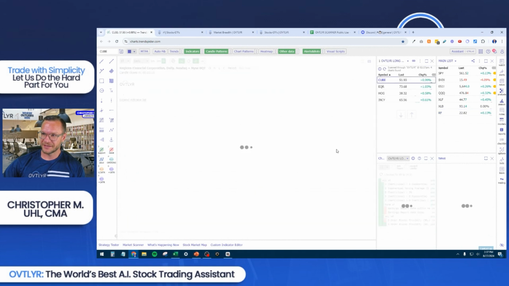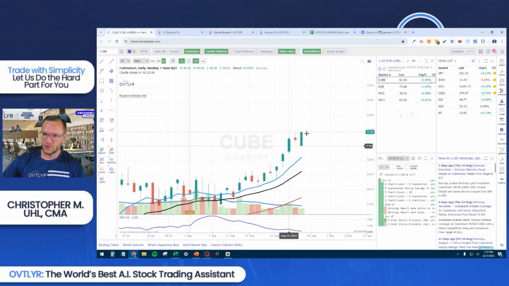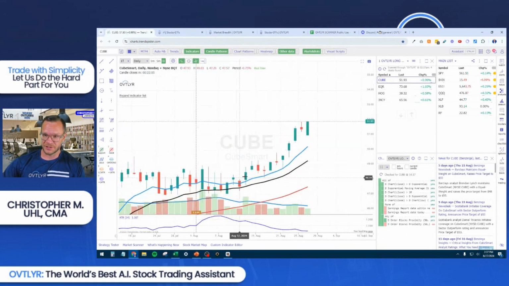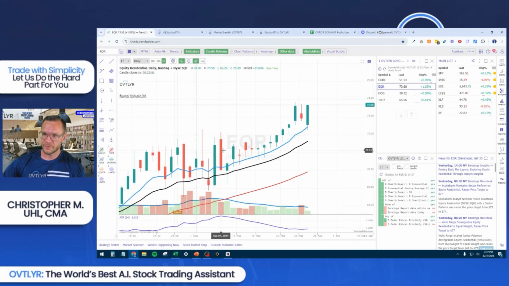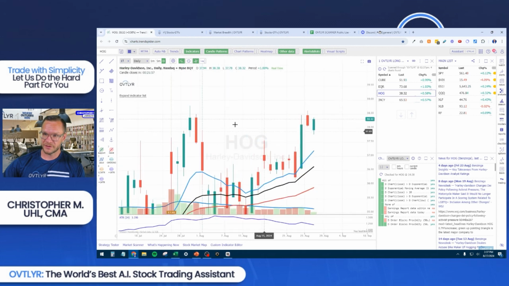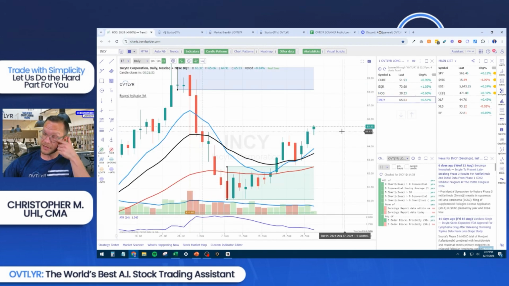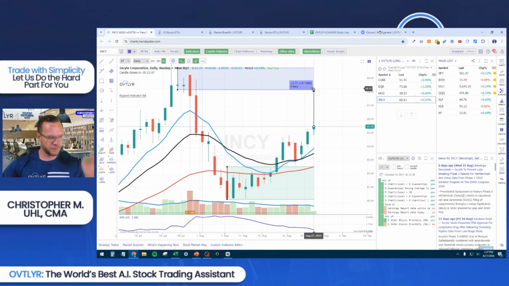So looking on the list today, we have Cube. That is a gorgeous trend right there. We have EQR, also another gorgeous trend. Hog, Harley Davidson. Not as gorgeous, but still works. And then NC. We traded NC not all that long ago. And NC has some room. How much room does it have? It's got 4% up to an order block, so it should be okay.